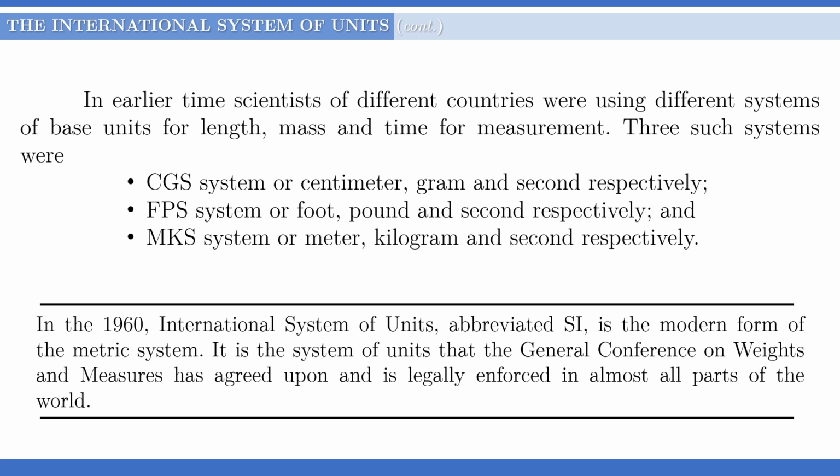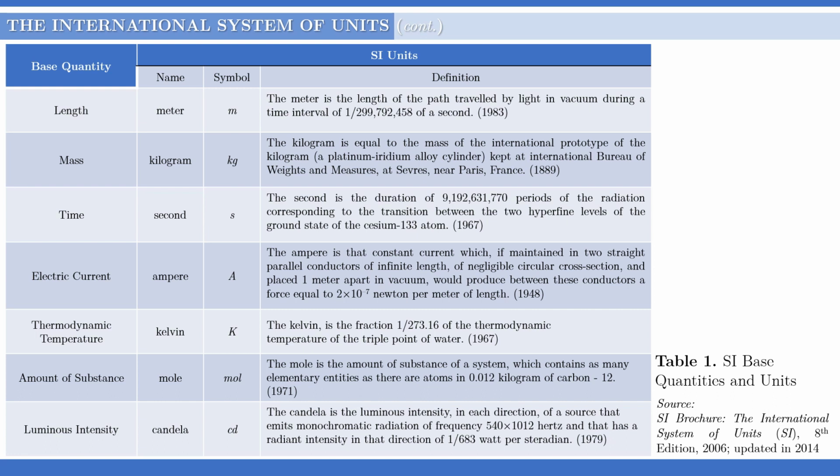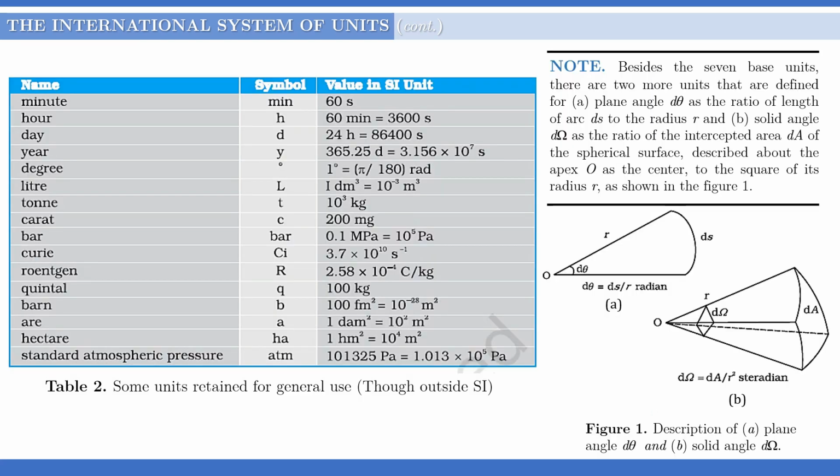In 1960, the International System of Units, abbreviated SI, became the modern form of the metric system. It is the system of units that the General Conference on Weights and Measures has agreed upon, and is legally enforced in almost all parts of the world. This table shows the SI-based quantities and their symbols and definitions. This table, on the other hand, presents some of the retained units outside the International System of Units.